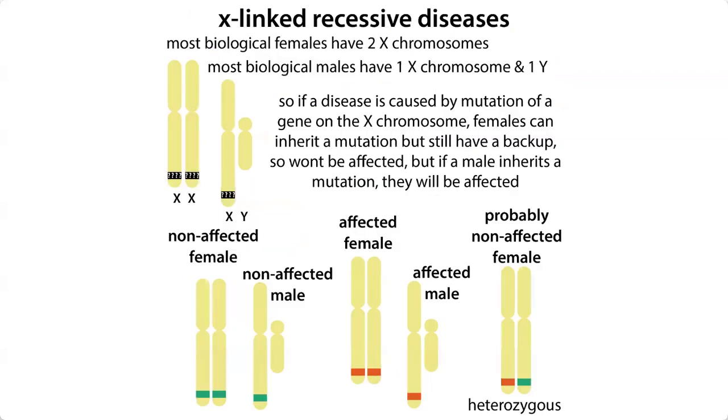So this is an X-linked disorder, which means that it's on the X chromosome. Biological females have 2 X chromosomes mostly, and biological males have 1 X chromosome and 1 Y. And so a male, if they have 1 bad X chromosome, can have the disease, but a female would have 2 X chromosomes, so they have 2 chances for it to be okay. And so they would probably not be affected.